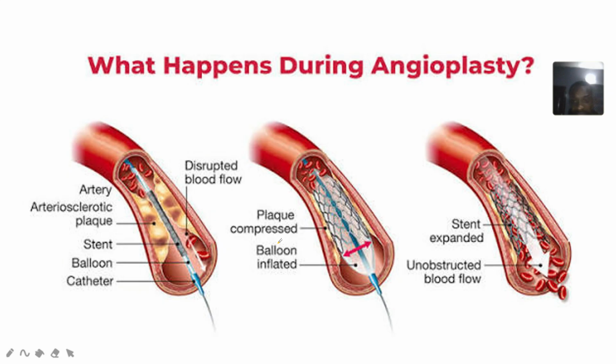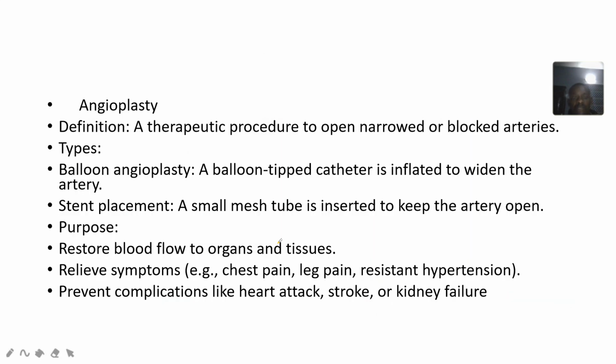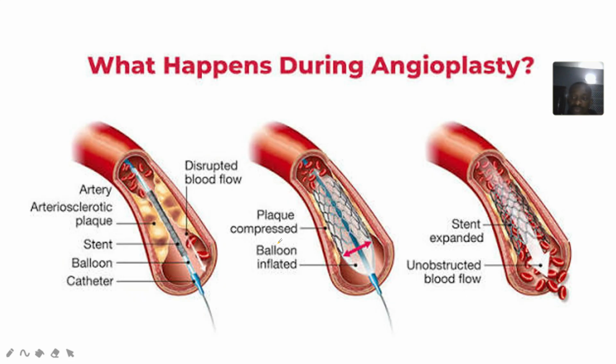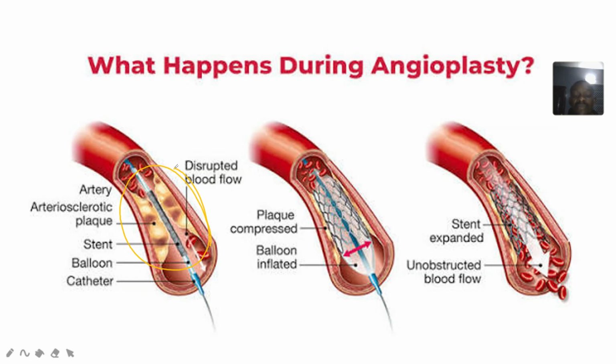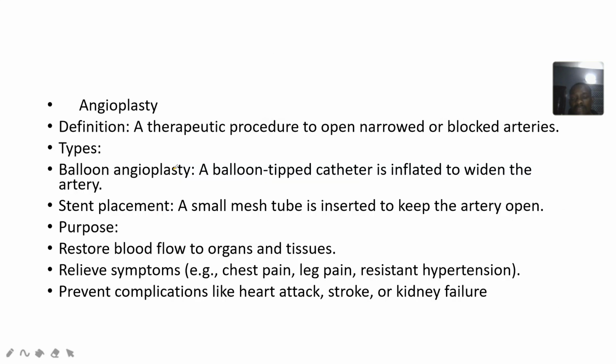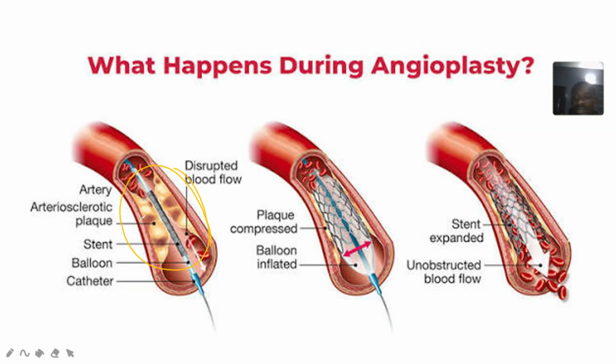Then how about angioplasty? This is it. It's a therapeutic procedure, and if the blood vessel was blocked or narrowed, I'll do this procedure to chop off anything that was narrowing or blocking the space. I have different types. I have balloon angioplasty, and I also have stent placement. Stent placement is like I'll just come and drop the stent. This one is balloon, this one is stent. Are you seeing the two different types of angioplasty?